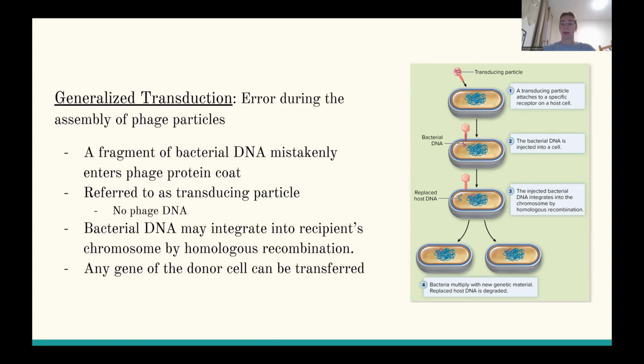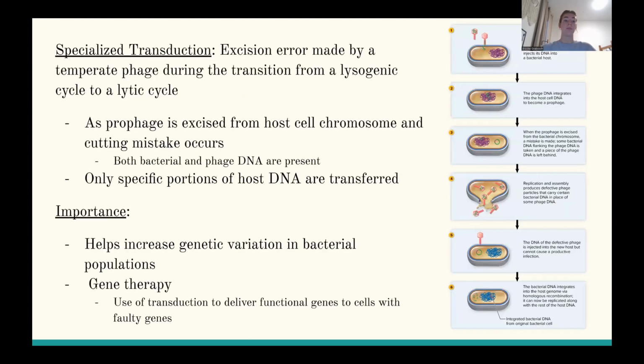Now we will look at the second type. The second type is specialized transduction, which is an excision error made by a temperate phage during the transition from a lysogenic cycle to a lytic cycle. At the start of a lysogenic cycle, a temperate phage first injects its DNA into a bacterial host, and the phage DNA integrates into a host chromosome, creating a prophage.